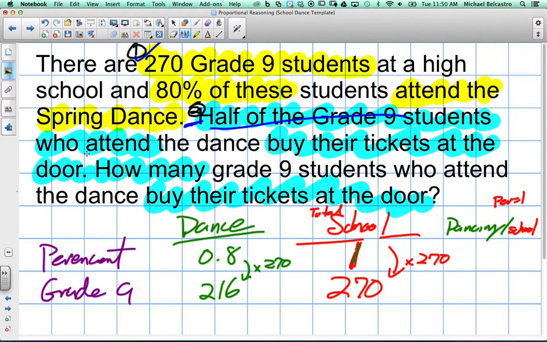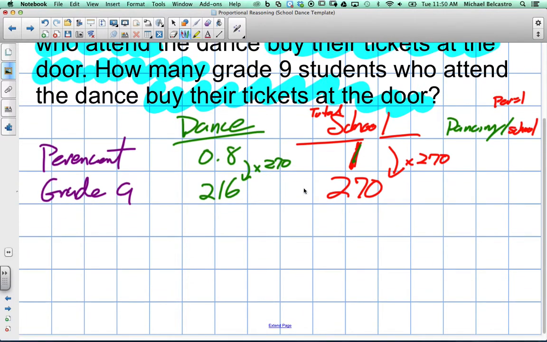Half of the grade 9 students who attend the dance buy their tickets at the door. How many buy their tickets at the door? So we have 2 new categories. Same type of setup though.